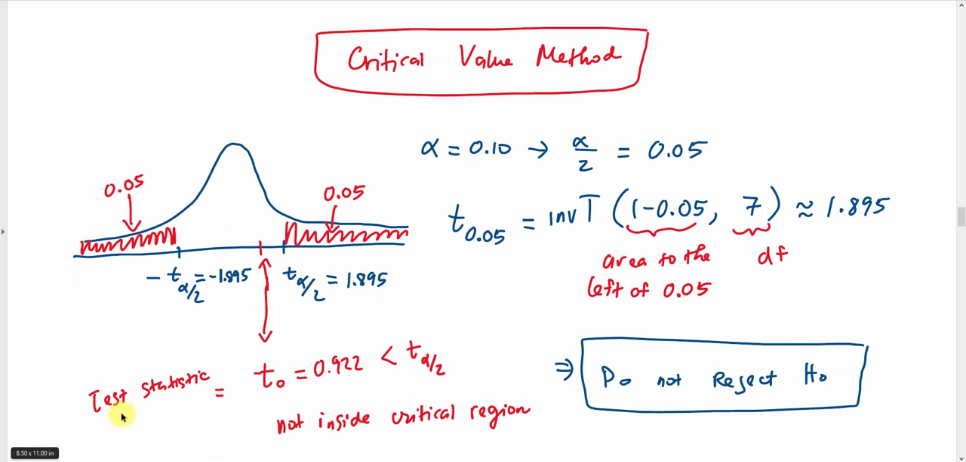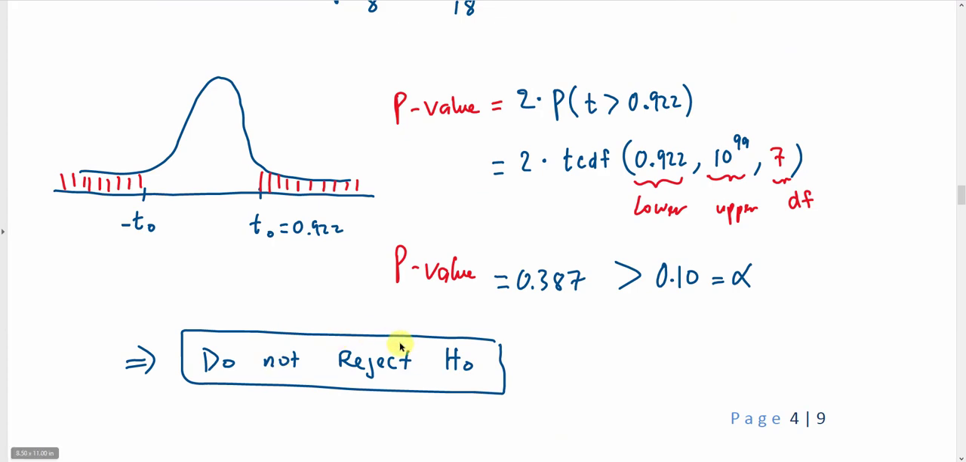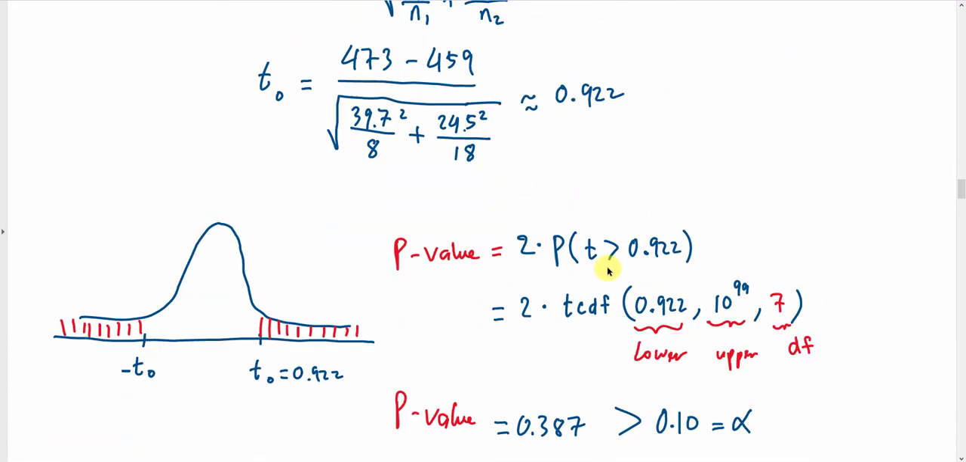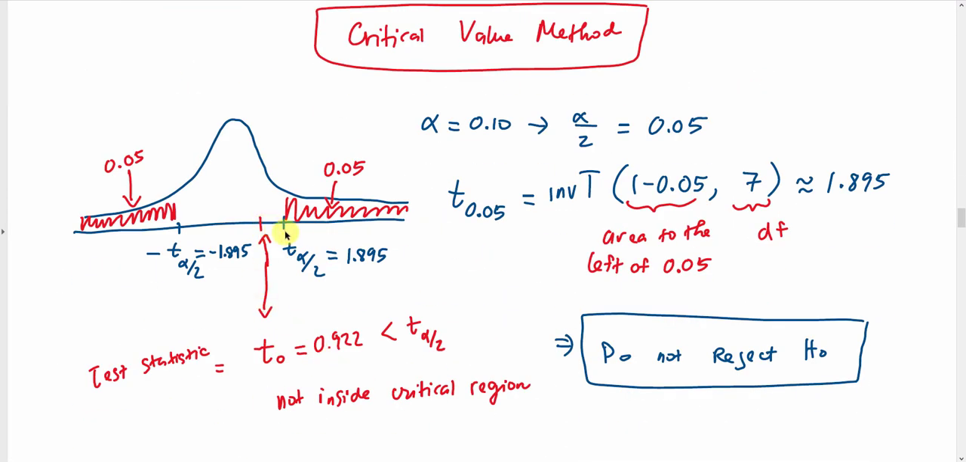Now, our test statistic we found above here is 0.922. 0.922 is lower than 1.895, the critical value. And this is 1.8, so 0.9 should be somewhere on the left, smaller than that. 0 is in the middle, so it should be on the left side. And you know that the left side of that critical value means the test statistic is not inside the critical region. Therefore, if not inside, you do not reject the null hypothesis.